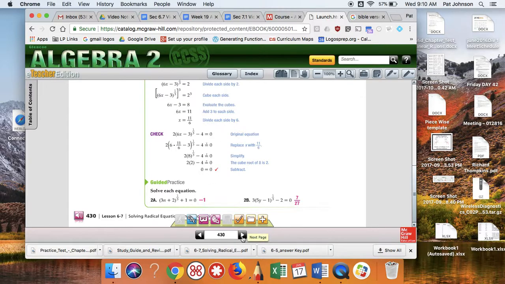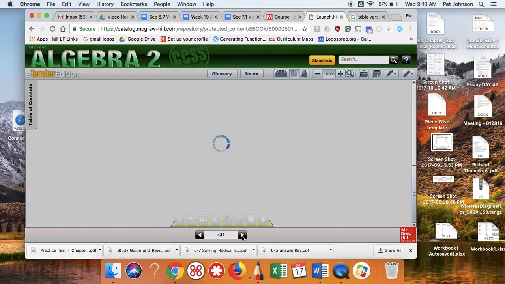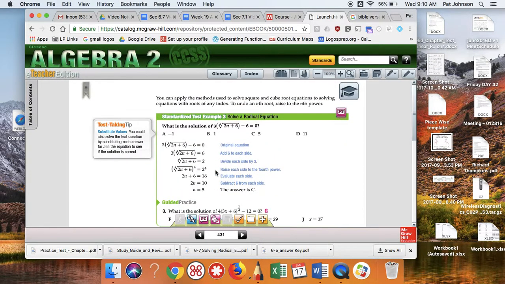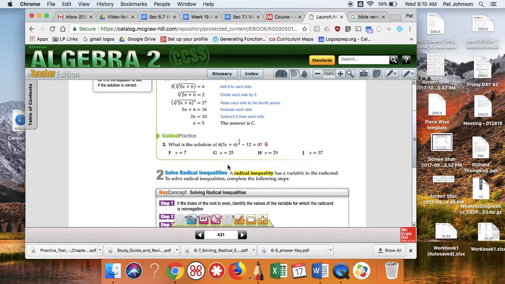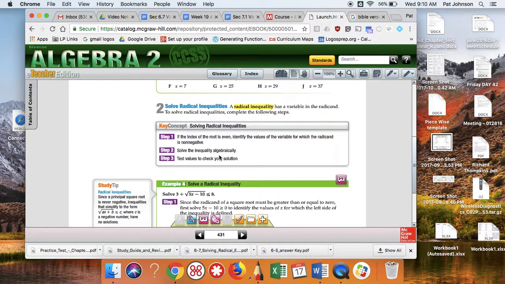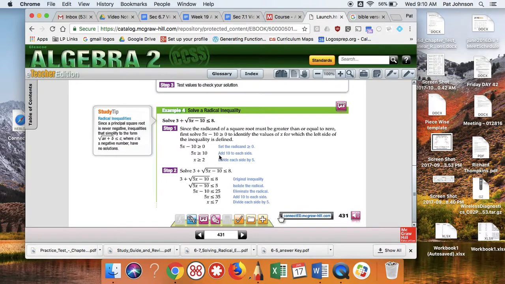All right. Let's move on to one more little section. So here, how do we solve this? Remember, this is to the 4th power. Same thing. So we would add 6, divide by 3, raise both sides to the 4th power, and solve it. Okay? That's it. So it's just equations and inequalities. Do your problems, and we'll see you in class.